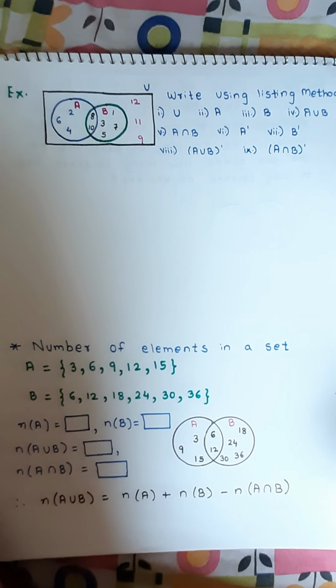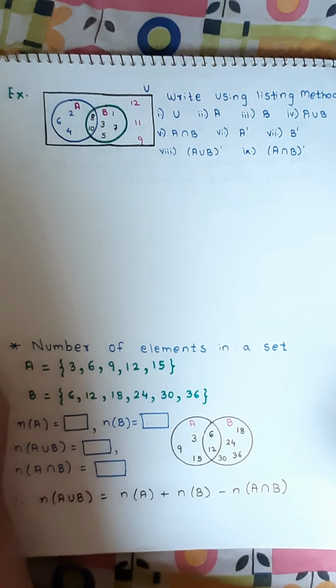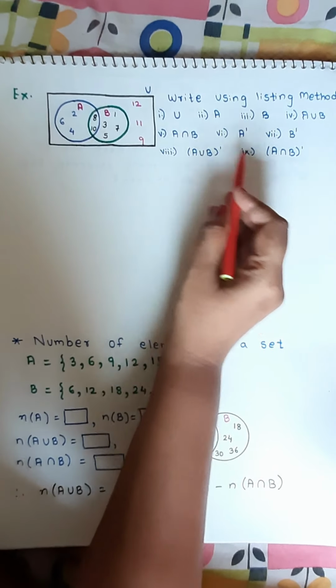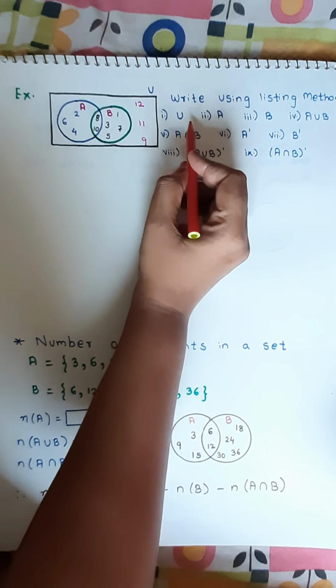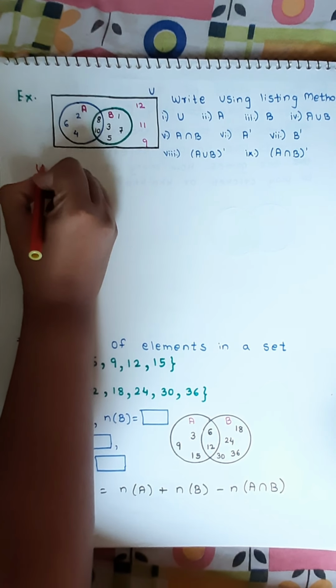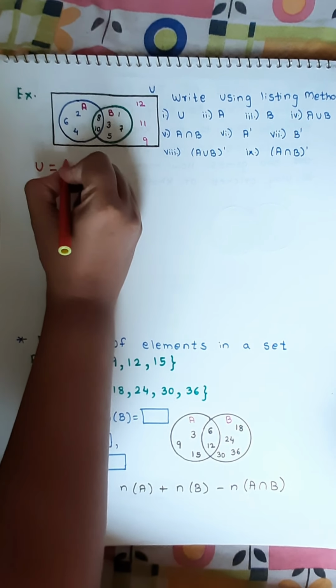Now there is a question, write using the listing method. The Venn diagram is given. This is the Venn diagram and you have to write 10 things. The first is the universal set. Okay, now let's look at the universal set. So first we'll write it, U is equal to. So what is U equal to?